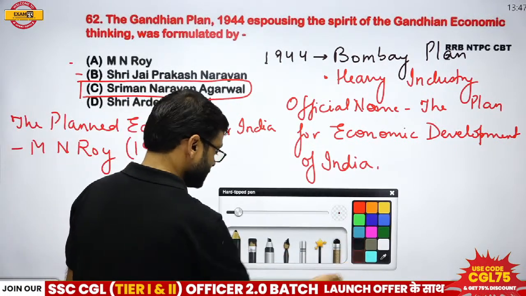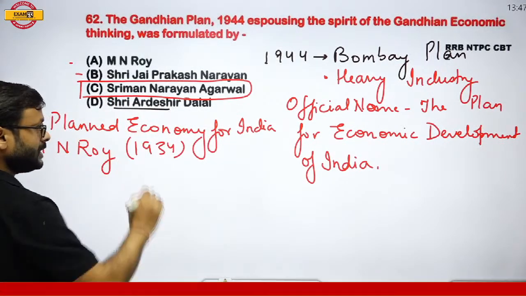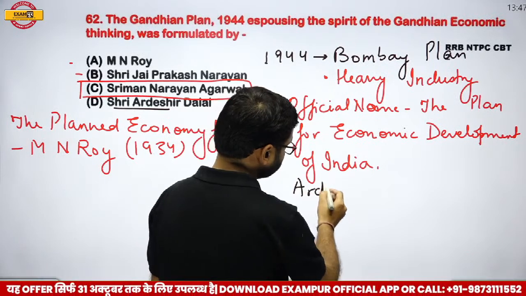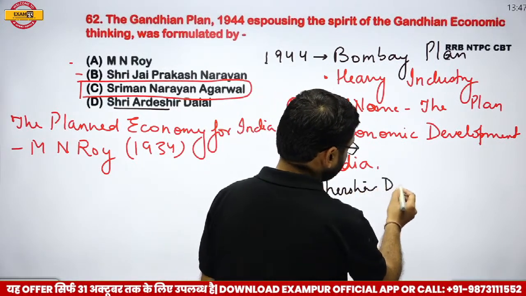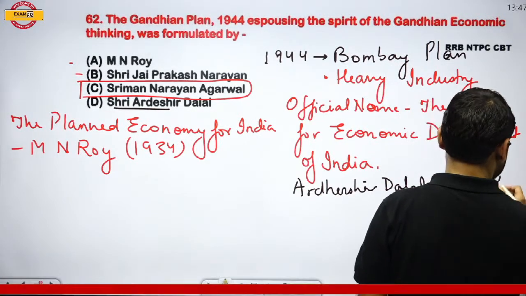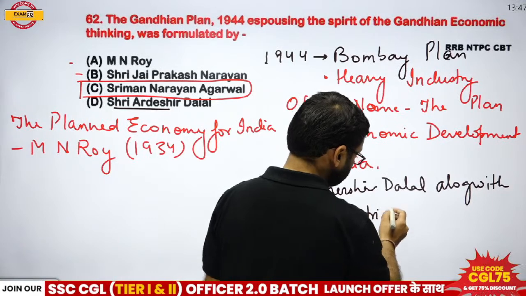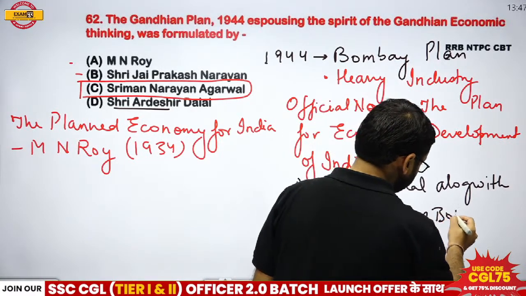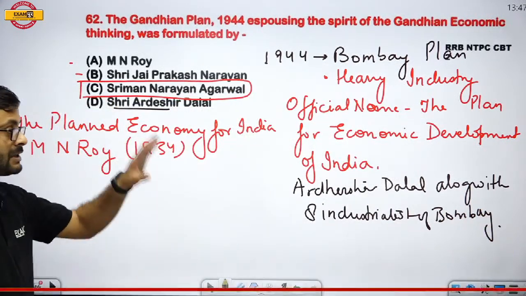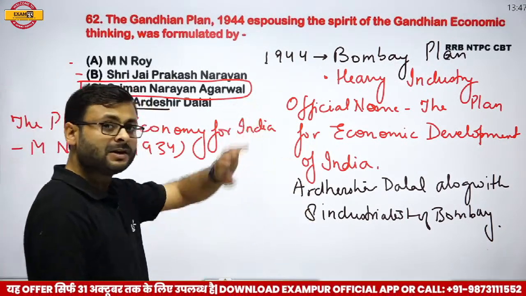Okay, now let's discuss some more. Jayaprakash Narayan, or we can say Sri Ardesh Dalal. Sri Ardesh Dalal is the man behind the Bombay plan. The Bombay plan was published by Ardesh Dalal along with 8 industrialists of Bombay. So you have to remember all this information, because these points were asked, or there is a great possibility that these points will be asked in the upcoming examinations.